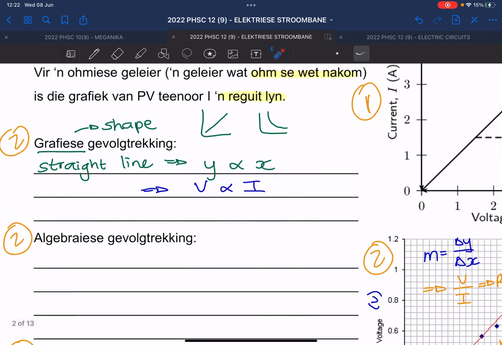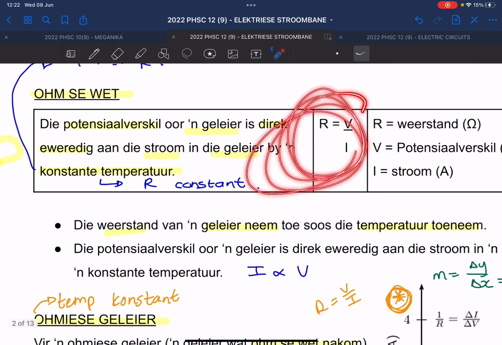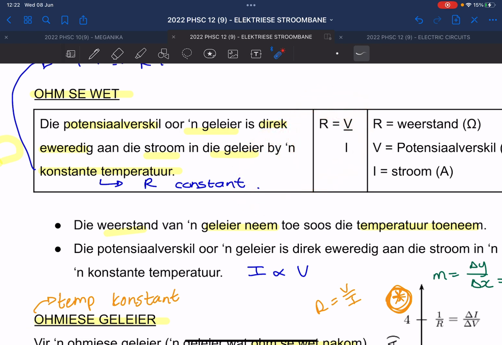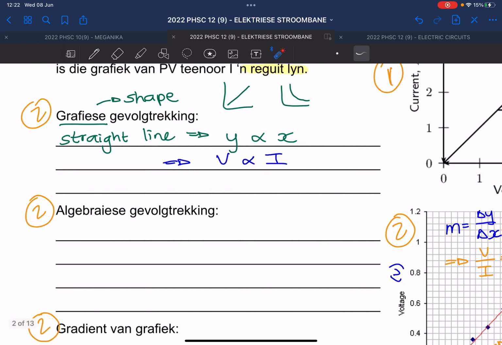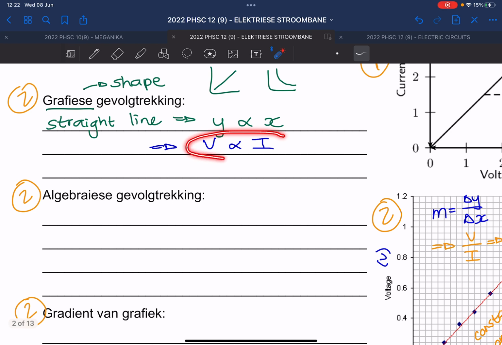Okay, if there's not a formula, as daar nie 'n formule op jou datavel is wat daarmee saamgaan nie, then you're not allowed to use the words directly proportional. Then you must say as the one increases, the other one increases. Okay, dan ook, when you say directly proportional, something must remain constant. So jy sê, dit is direk evenredig aan dit, at a constant temperature. So iets moet konstant bly.